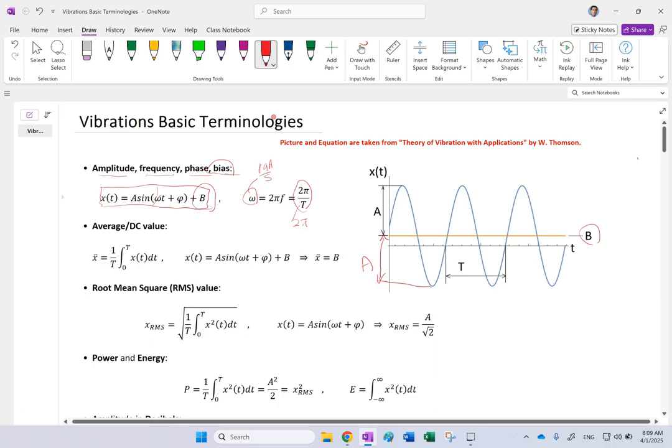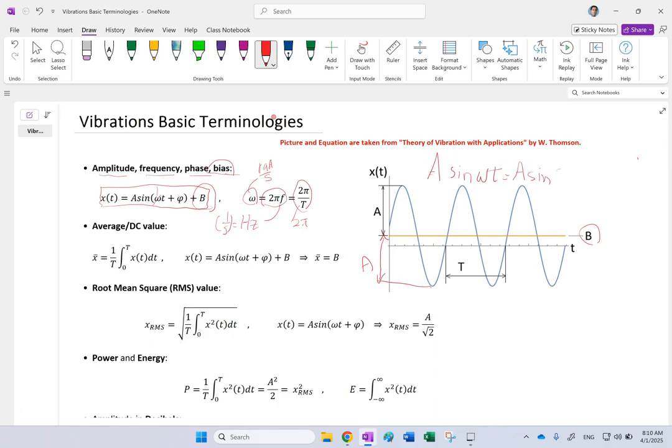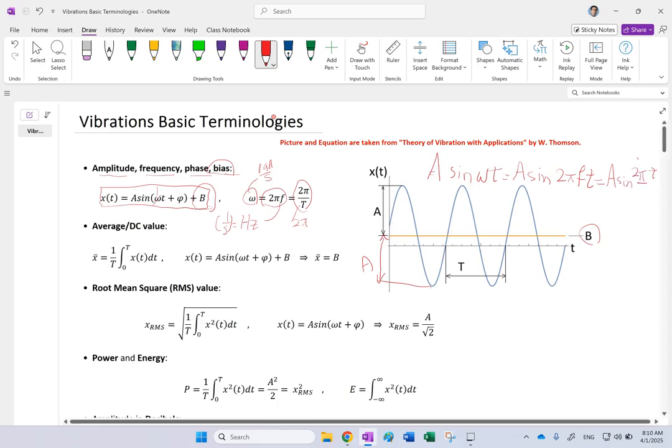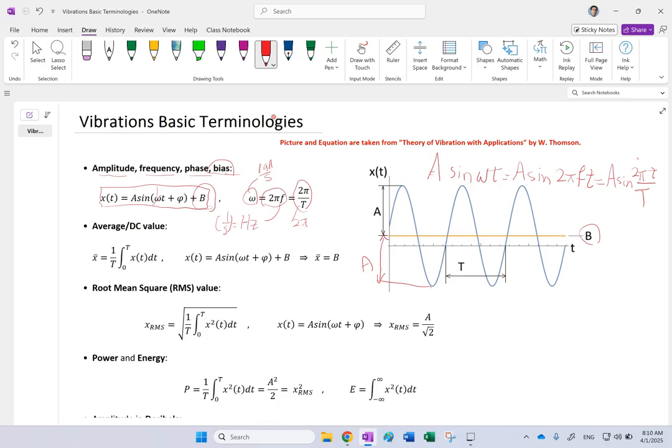You can also write it in terms of the frequency f, which is in hertz, or 1 over second. In that case, omega is written as 2 pi f. So your A sine(omega t) can also be written as A sine(2 pi f t), or as A sine(2 pi t over T). You can write it in any of these formats as long as your units are correct. Here t is in seconds, f is in hertz, and omega is in radians per second.